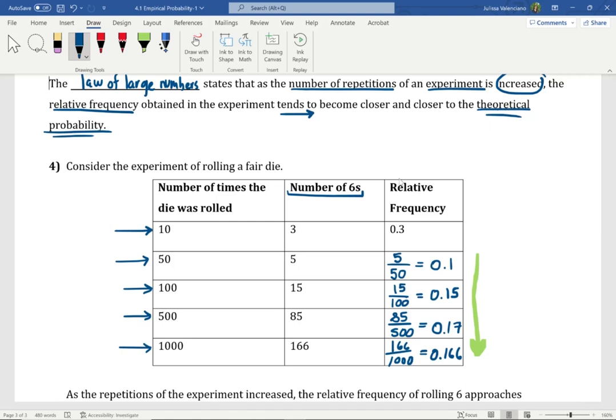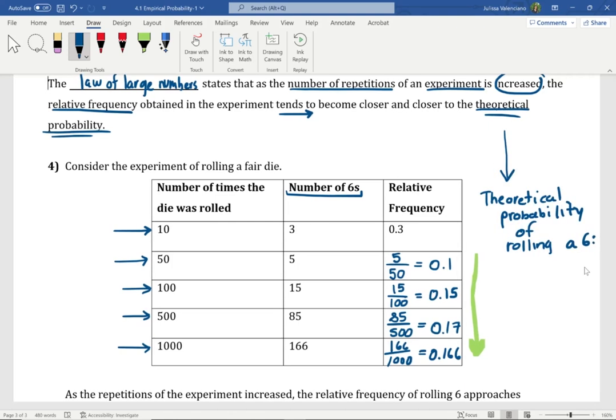Now you might be wondering, what is the theoretical probability here? The theoretical probability of rolling a 6 is going to be the number of ways you can roll a 6. How many ways can you roll a 6? The answer is 1. Think about rolling a die. Your outcomes are going to be 1, 2, 3, 4, 5, 6. That's going to be your sample space. There's only one outcome that is a 6 out of all your outcomes. So you have one way that a 6 can be rolled.